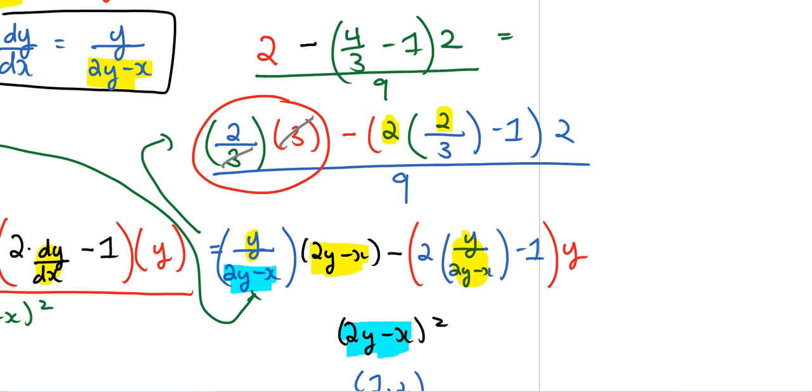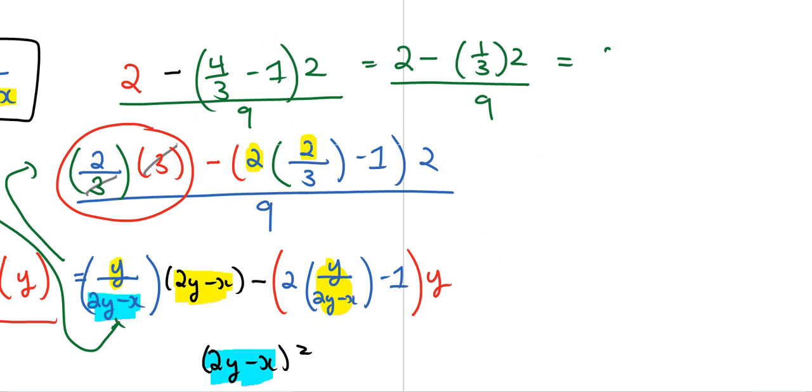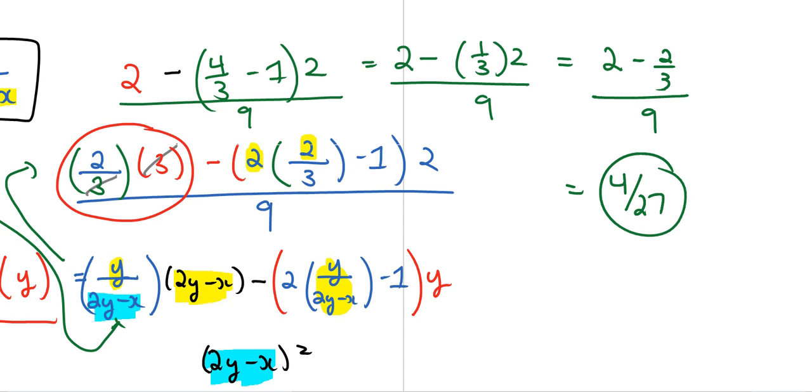So if I continue to evaluate this, this will be 2 minus 4/3 minus 1 is going to be 1/3 times 2 divided by 9. This is going to be 2 minus 2/3 over 9. And if you do the math here and work this out, you get 4 over 27. Okay, so 4 over 27 should be your final answer for that problem there.